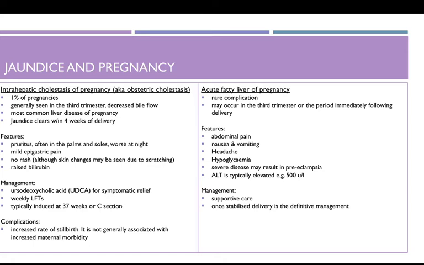So acute fatty liver of pregnancy is a rarer complication, and it may occur in the third trimester or immediately following delivery. The symptoms are abdominal pain, nausea and vomiting, headache, hypoglycemia, and a severe presentation. Acute fatty liver may result in preeclampsia. And typically you'll find that ALT is raised significantly. The management is supportive, and once the patient's been stabilised, the definitive management is delivery.